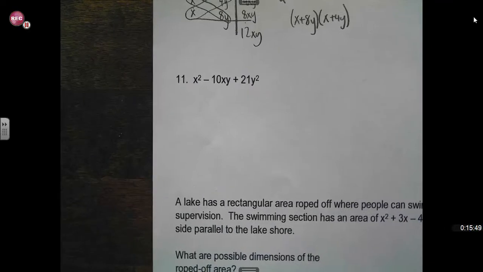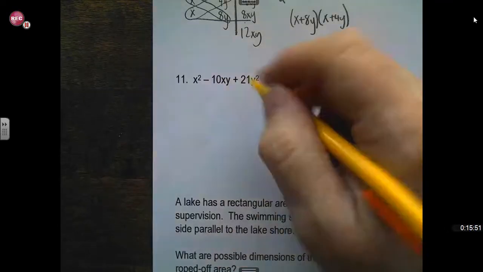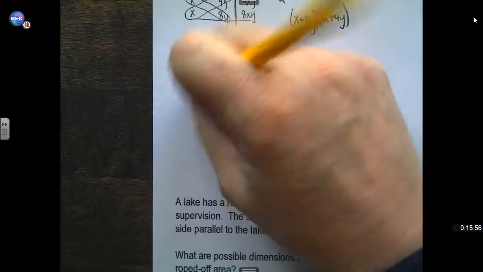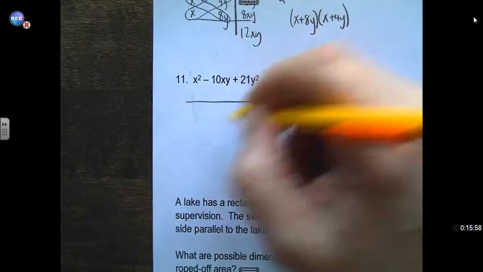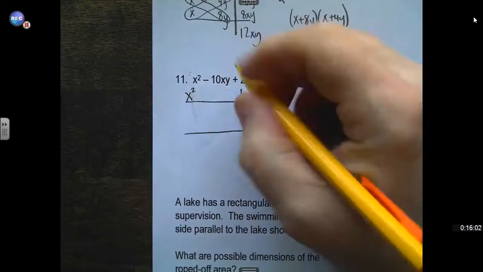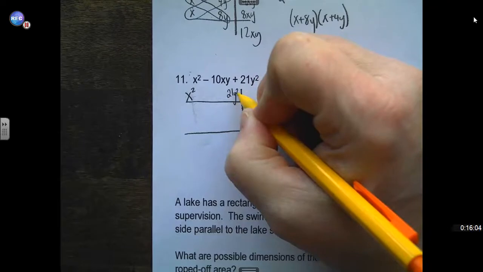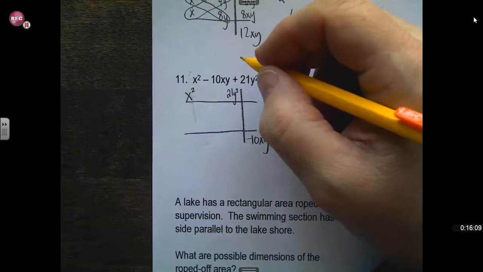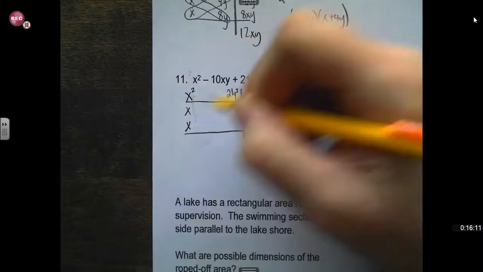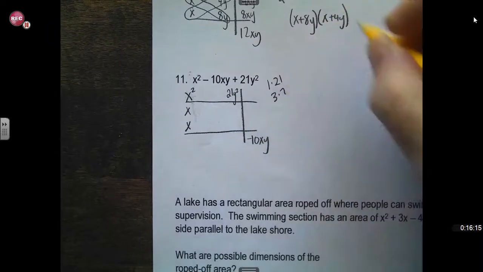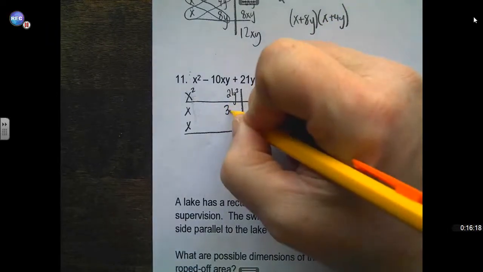And last example in that, then we'll move on to the story problem. In standard form, so x squared goes here, 21y squared goes here, negative 10xy down here. So let's see, x, 21, I don't have a lot of choices. 1 and 21, 3 times 7. It's obvious that 3 and 7 are going to make 10.